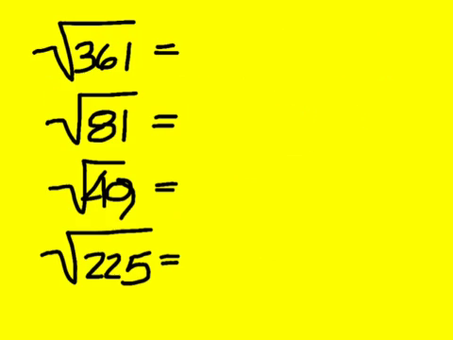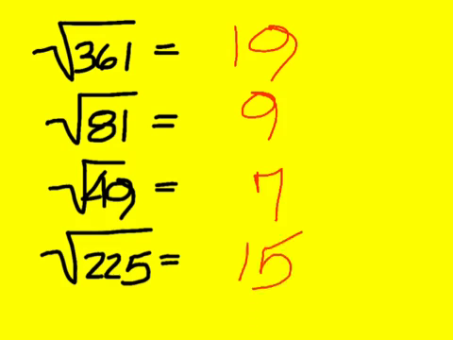Example problem number 2. What is the square root of 361? A hint is the square root of 400 is 20. 19. 19 is right. What's the square root of 81? 9. Square root of 49? 7. And the square root of 225? 15, yeah.